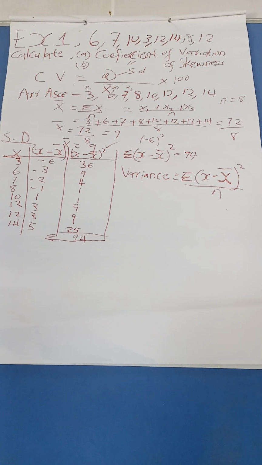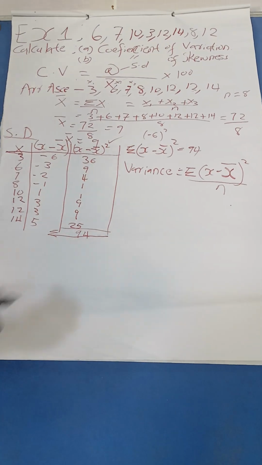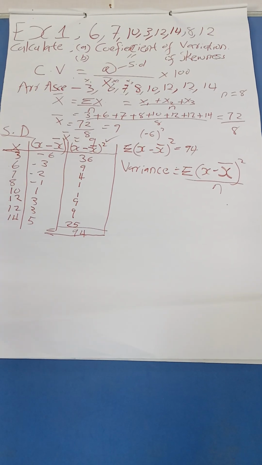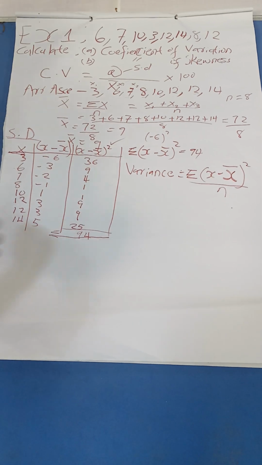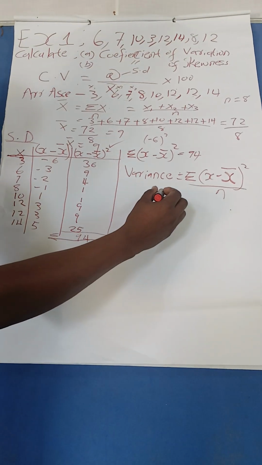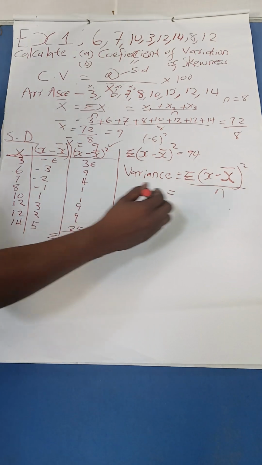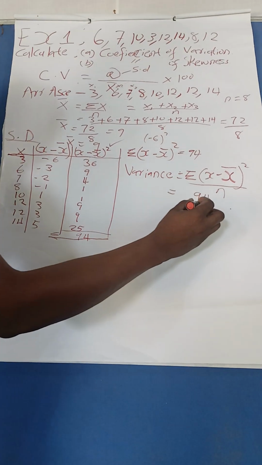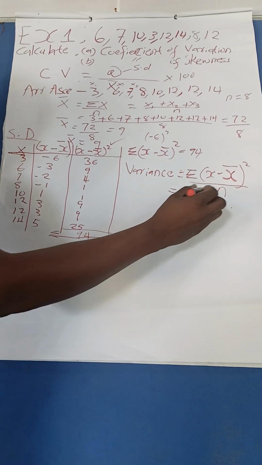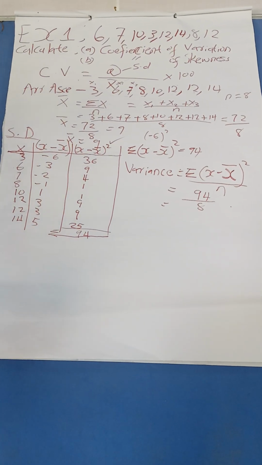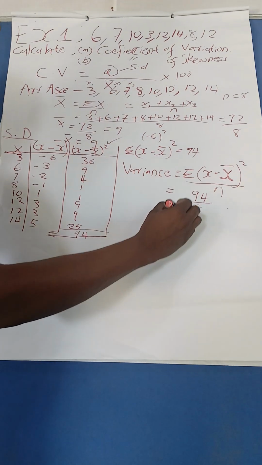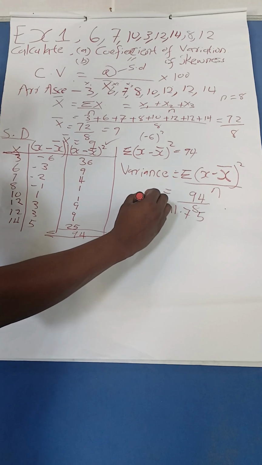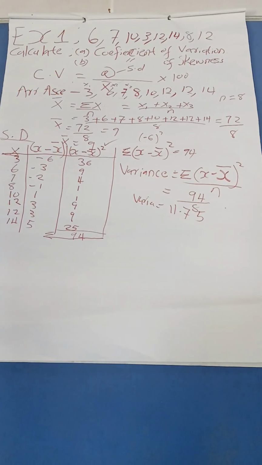Now n, I remember I told you, is the total number of items we have been given. So to get our variance here, it will be 94 divided by n, which is 8. Our variance in that case will be 11.75. So this is our variance. Good.